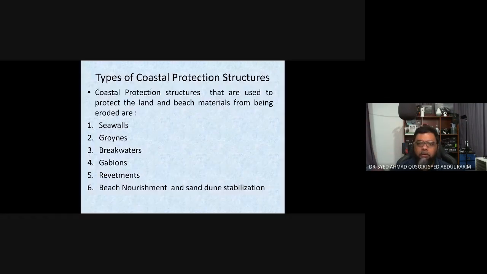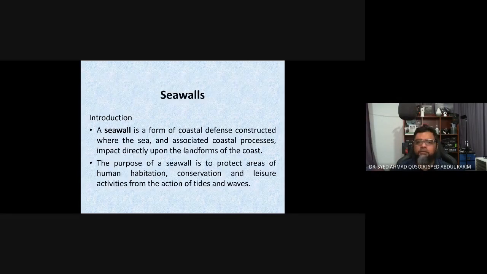So now we move on to the hard engineering. The types of coastal protection structures. I believe the first five is hard engineering. The last one is like soft. First of all, the sea wall.